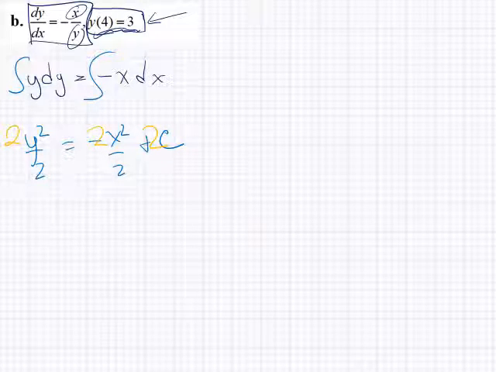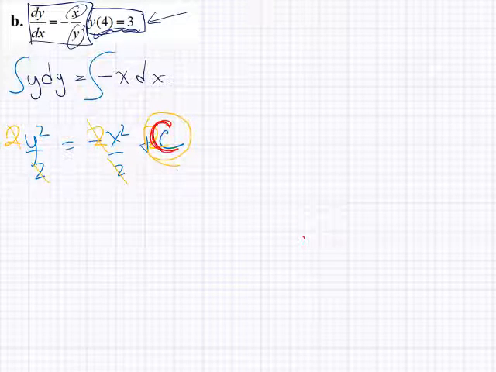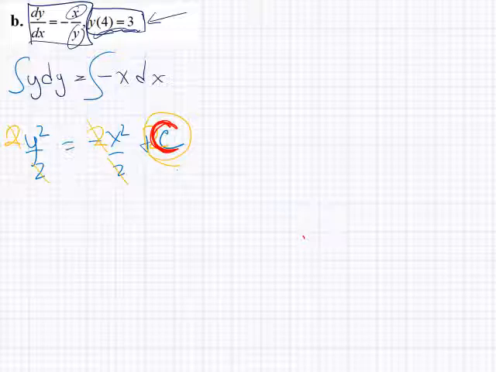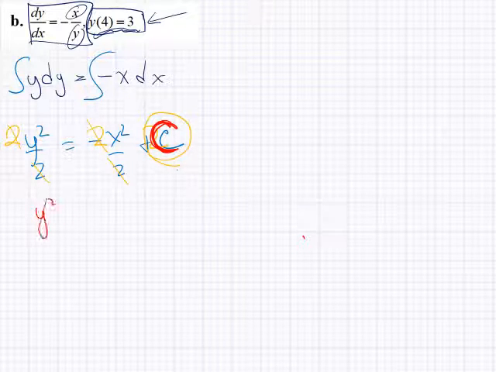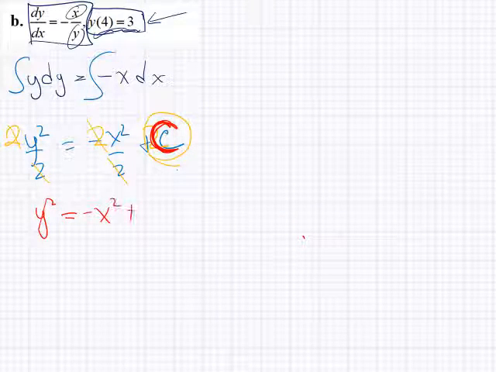Now, why do I do that? Because it allows me to not have to look at these fractions. And not looking at the fractions is a little bit nicer. This right here would be 2c. Well, 2 times a constant, you've already kind of caught on at this point, is still just a constant, so I'm just going to call that c. And so that c is definitely different than the c I had a second ago, but still it's just a constant. And so we have y squared equals negative x squared plus c.